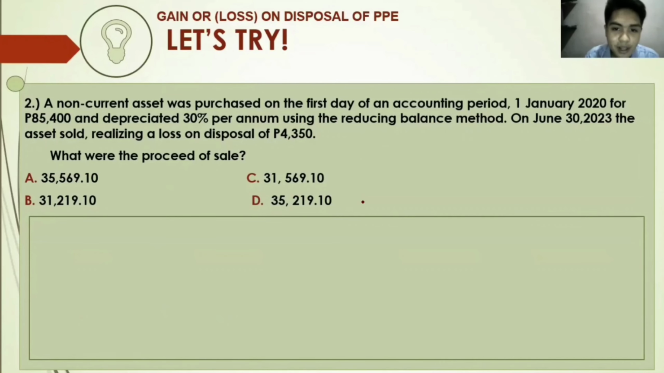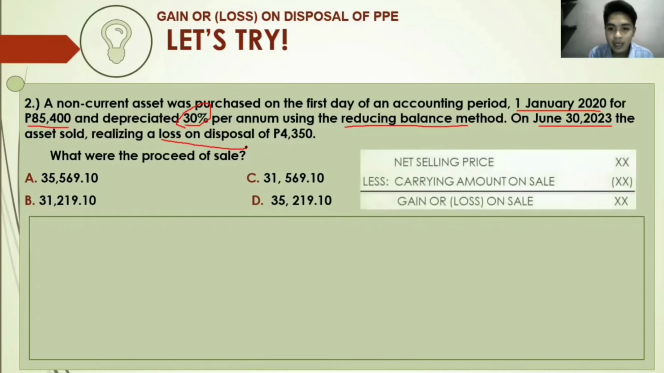Okay? So sa example number 2, guys, nung January 1, 2020 daw, meron tayong inacquire na asset sa halagang 85,400 at dinedepreciate daw natin per annum ng 30%. So, given na yung depreciation rate na 30%. At ang ginagamit daw nila ay reducing balance method. Okay, pag reducing balance method, declining balance method to guys ha. So, binenta daw natin yung asset natin nung June 30, 2023 at nag-realize daw tayo ng loss on disposal ng 4,350. Ang tanong, magkano natin siya binenta?